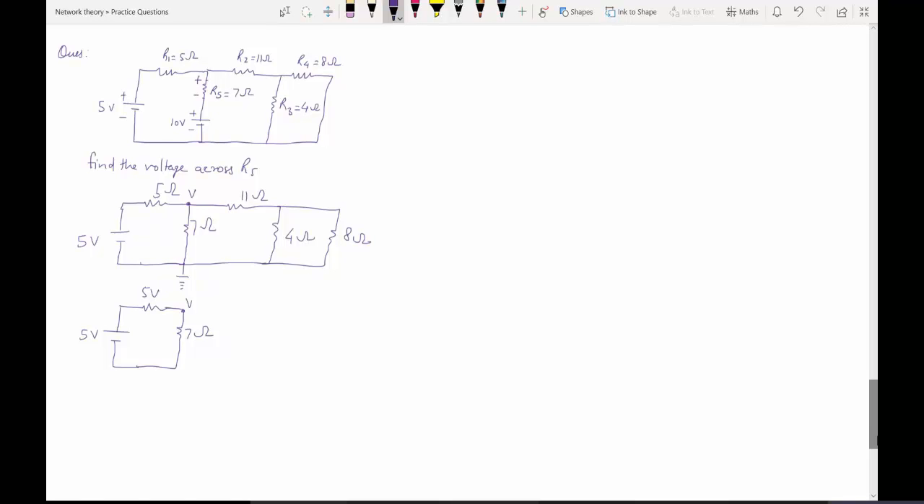So 8 parallel to 4. How to calculate again? 8 into 4 divided by 8 plus 4. That is equals to 32 divided by 12. Okay. So 6 here 16, 3 here 8. That is 8 upon 3 ohm. Now 8 upon 3 is summed with 11 ohm. So 11 ohm plus 8 upon 3. So that is equals to 41 upon 3 ohm.